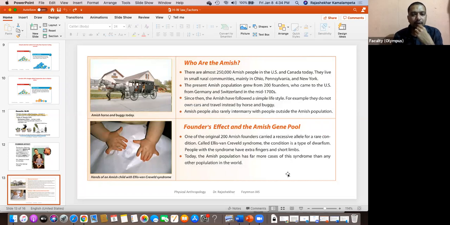Compared to the whole world, the vast majority of the examples of this disease are from the Amish community. Some of those 200 carried this allele. They kept marrying within the same family. So what happened? That allele got distributed among them, and when it appeared in the homozygous condition, you could see this.